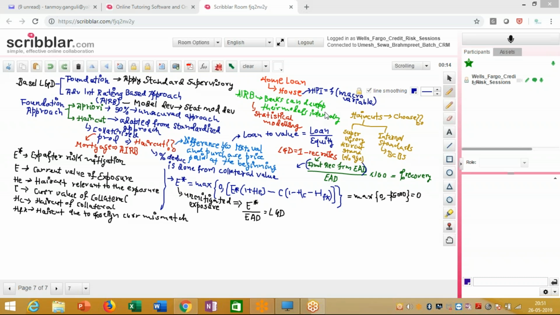Okay, so now the question that comes out over here is that amount received from EAD. How do I calculate that? So how do I calculate the amount recovered from the EAD? So the recovery, how do I calculate? So let's start by discussing the calculation of the recovery. So recovery is defined something like this.